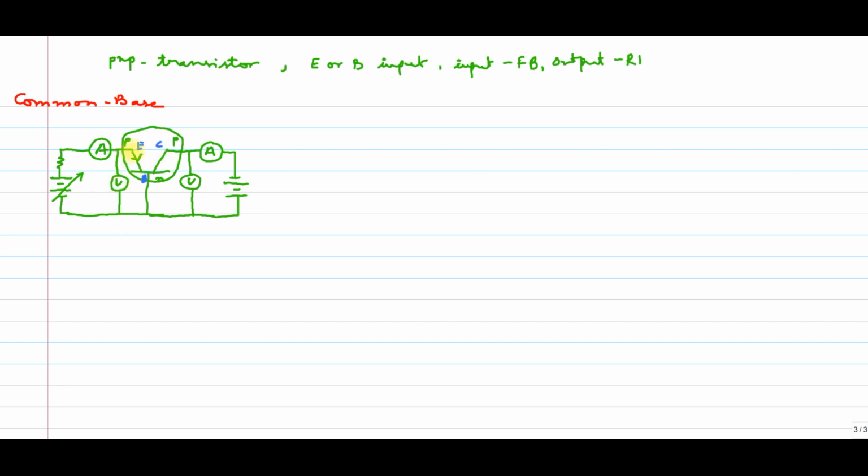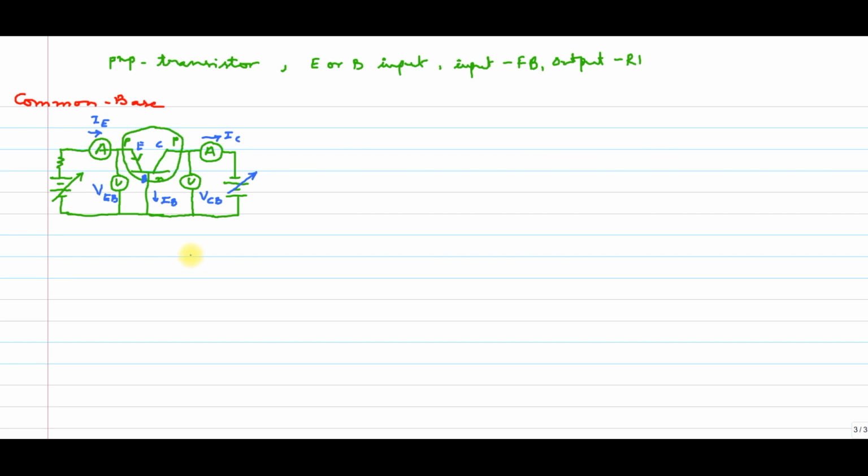As this is the base and emitter, this voltage will be VEB. As base is common, we need to maintain base as the last term. Similarly here it is collector base, so VCB. As base is common, we need to maintain B as the second element. The current passing through emitter is IE, current passing through collector is IC, and current passing through base is IB. So this is the drawing of common base configuration. Of course this is also variable.